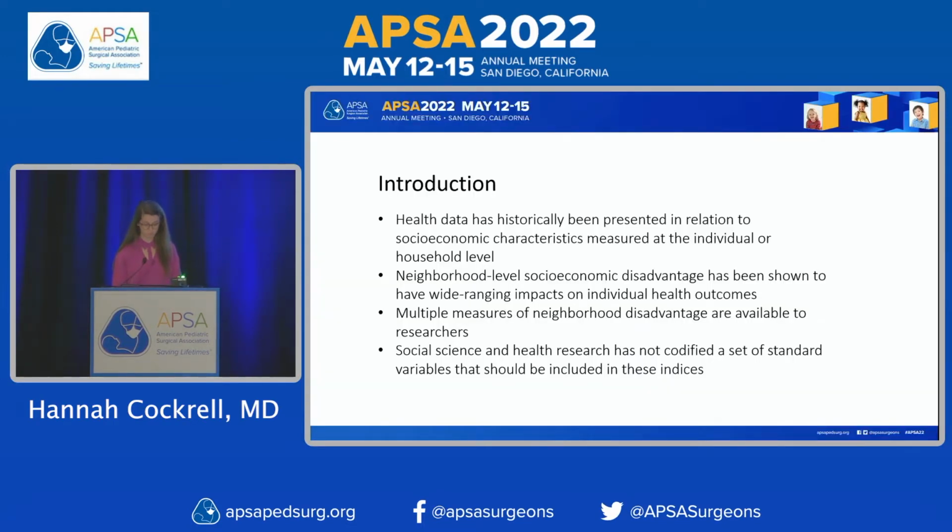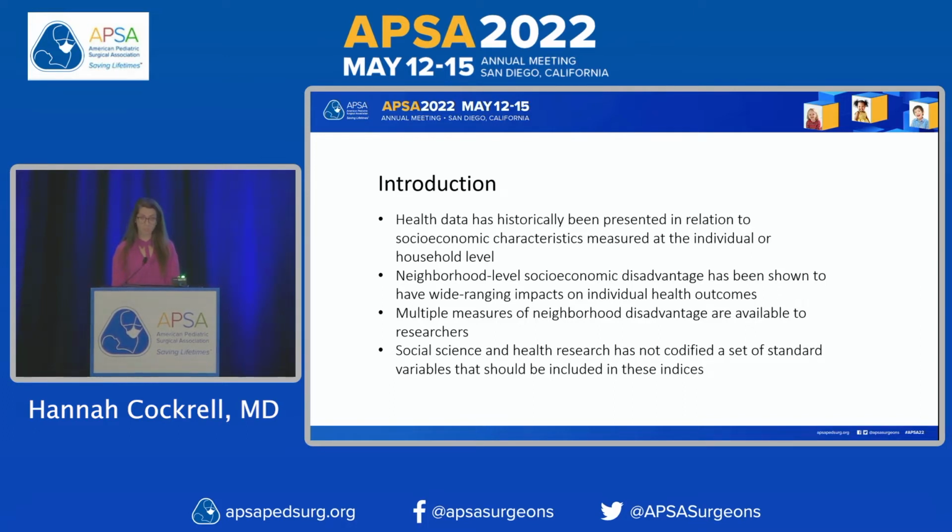Most public health monitoring systems do not employ a metric that describes societal distributions of privilege and deprivation. Instead, health data has historically been presented in relation to socioeconomic characteristics measured at the individual or household level. Nevertheless, neighborhood-level socioeconomic disadvantage has been shown to have wide-ranging impacts on individual health outcomes.